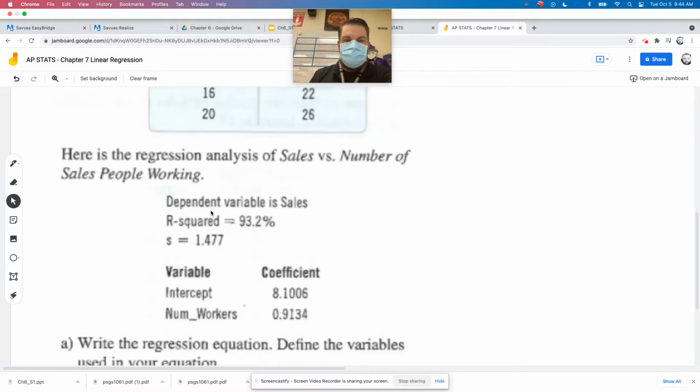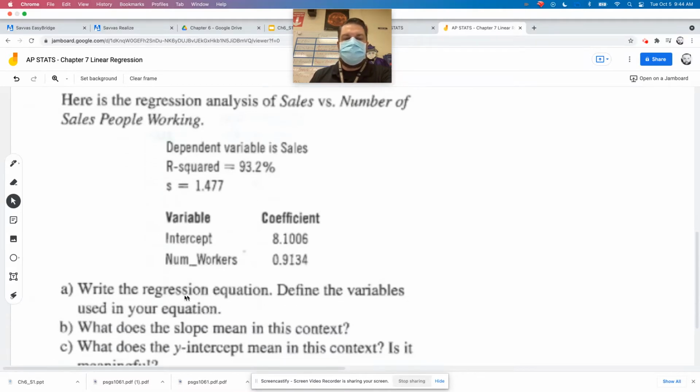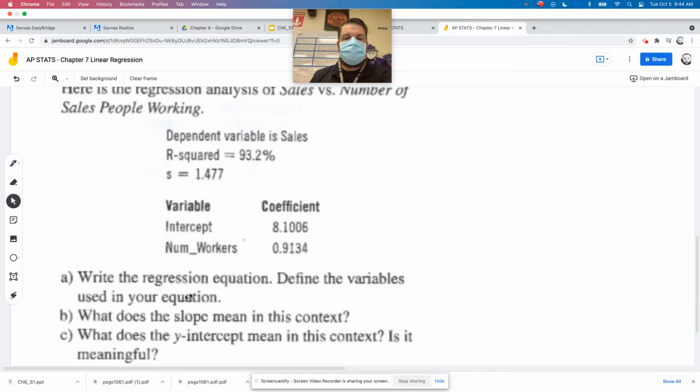The dependent variable is the sales, obviously. So the assumption is that there might be a correlation between the number of salespeople and the total sales. They give us the intercept, and they give us the coefficient. So they've given us our line of best fit, okay? So now we have to answer all these questions. It says, what is the regression equation?